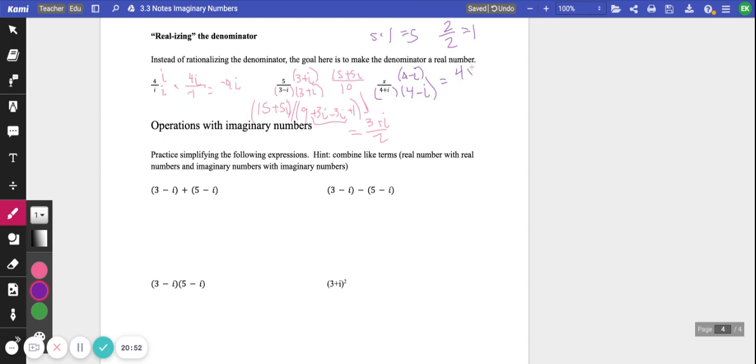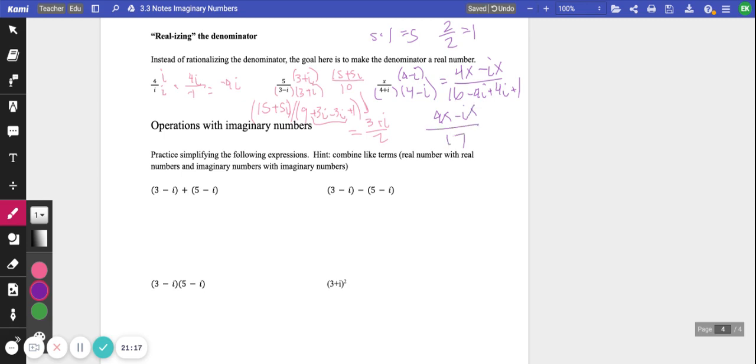So I get 4 times 4 is 16. 4 times negative i is minus 4i. i times 4 is plus 4i. And then i times negative i is plus 1. So my i's cancel, and I have 4 minus i over 17.